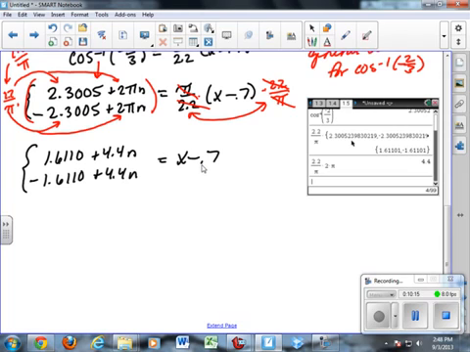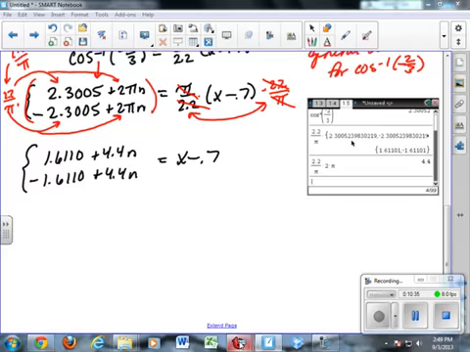Now I need to add 0.7 to both sides. Now when I add, addition does not distribute. So it would be 0.7 plus 1.661 plus 4.4n. I can't add 0.7 to 4.4n. They are not like terms. This is multiplied times n. I can only add the 0.7 to these two numbers.